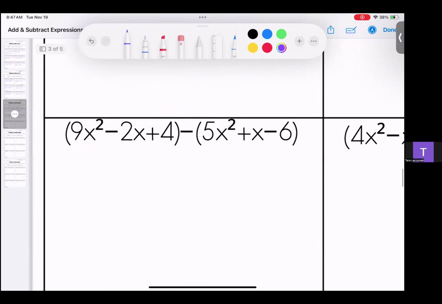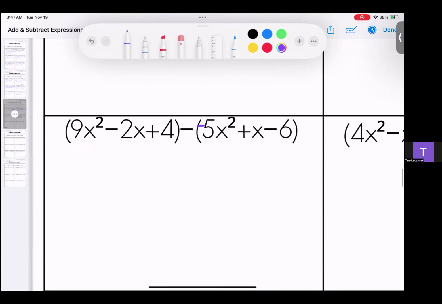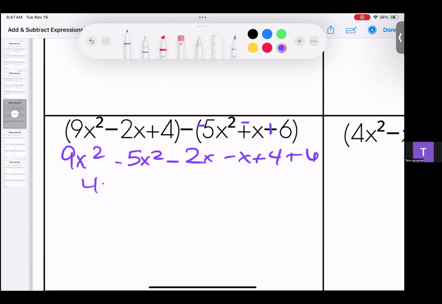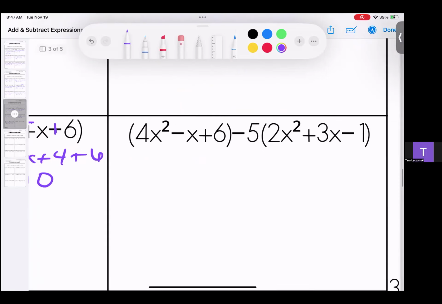Moving down here, nothing to share but the sign. 9x squared minus 5x squared minus 2x minus x plus 4 plus 6. We have 4x squared minus 3x plus 10. You could also put plus a minus or plus a negative 3x if you prefer.